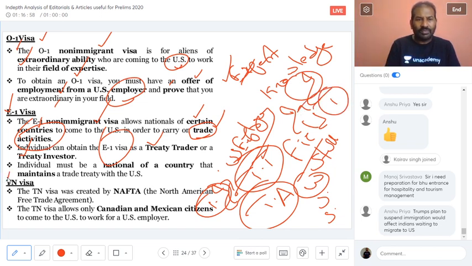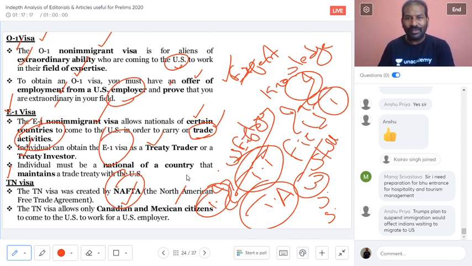And then you have another visa called the TN visa, which is created by NAFTA, that is the North American Free Trade Agreement, and this is only for citizens of Canada and Mexico who wish to come to the US and work under a US employer.